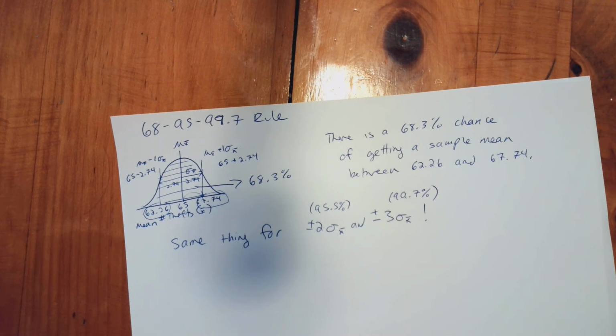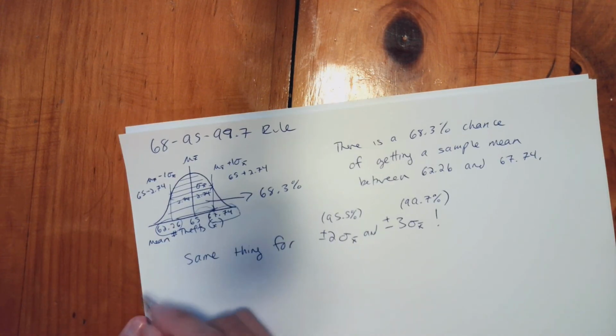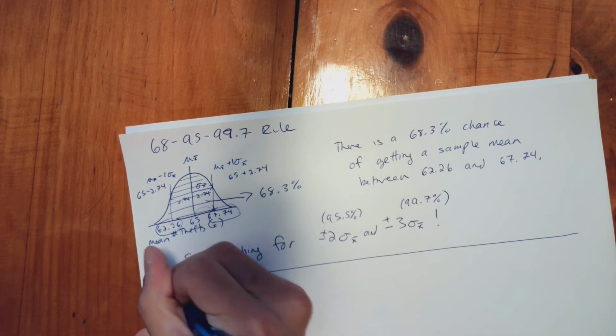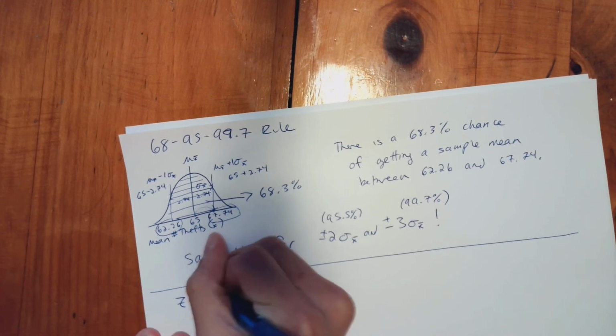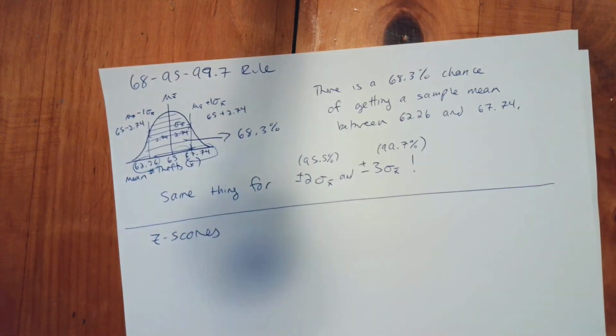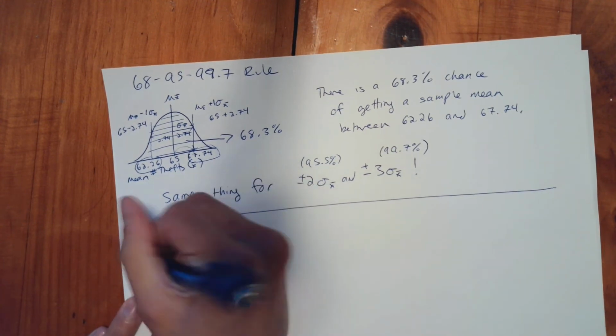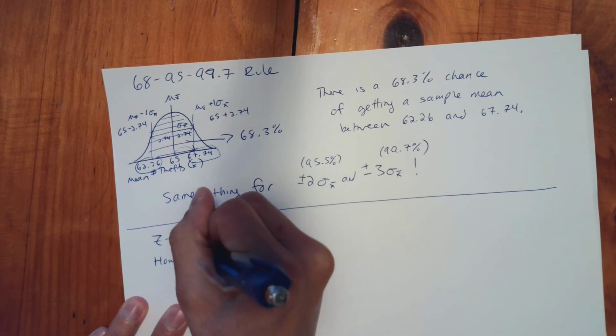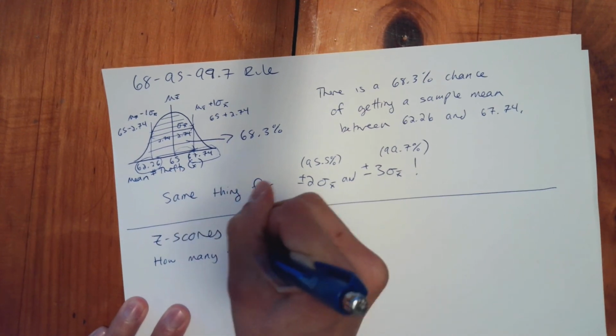So you can also find Z-scores. And you can use them in exactly the same way as you would a z-score in a regular normal distribution. But what a z-score tells you here is how many standard errors away from the mean are you?